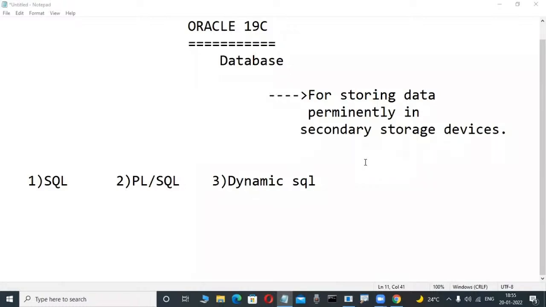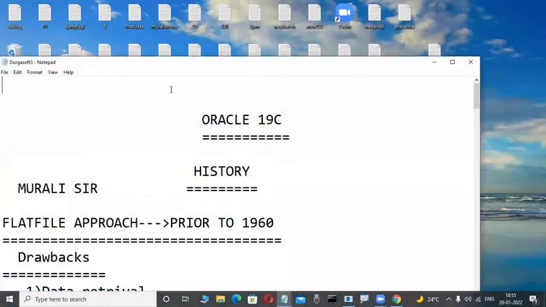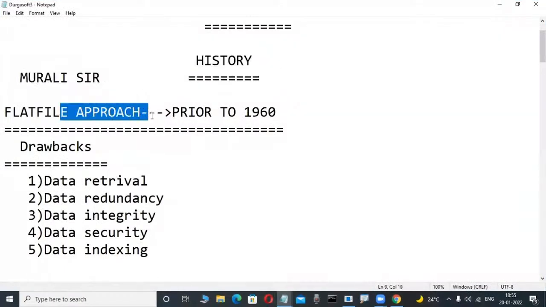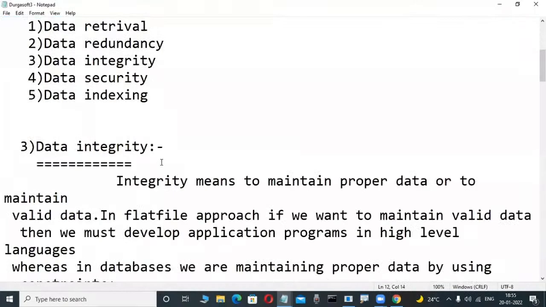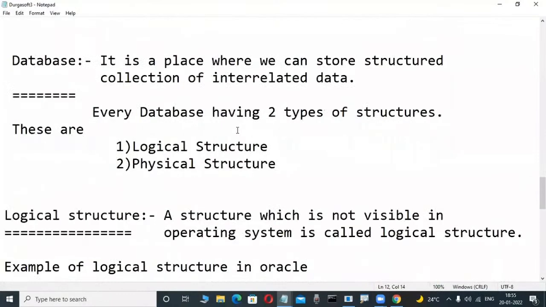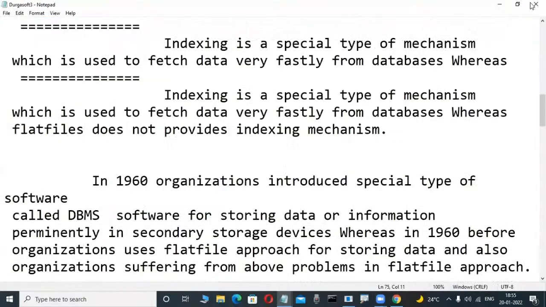In this course, we are covering SQL, PL/SQL, and dynamic SQL. One of these days, history also we are telling. In the olden days there was the flat file approach; what its drawbacks are, we learn in the middle of the course. Then what is a database, what are DBMS and RDBMS, and what are the differences: these are all the things we learn in these days.